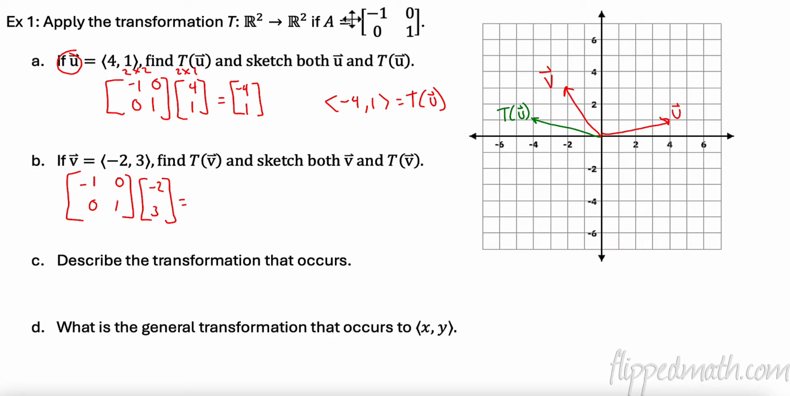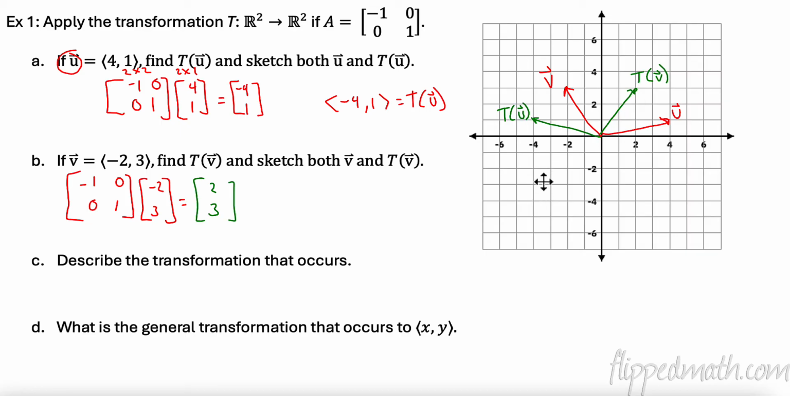Let's see what happens when I transform it. Of course, I'm going to get a 2 by 1. So I'm doing first row, first column. -1 times -2 is +2 plus 0. Then my second row, first column is 0 times -2 plus 1 times 3. So we get 2, 3. I can plot that one over here, and there we have it, the transformation of v right there.